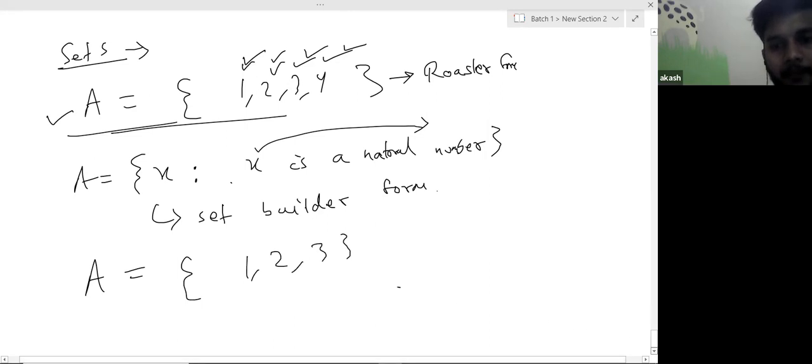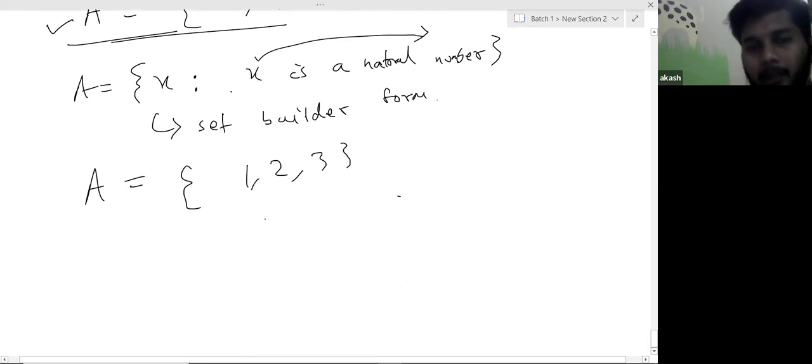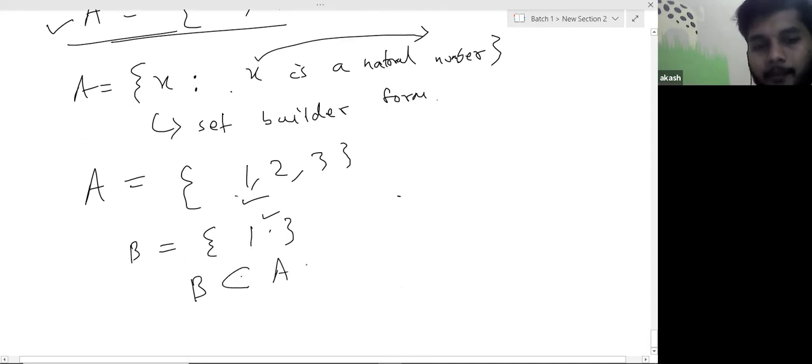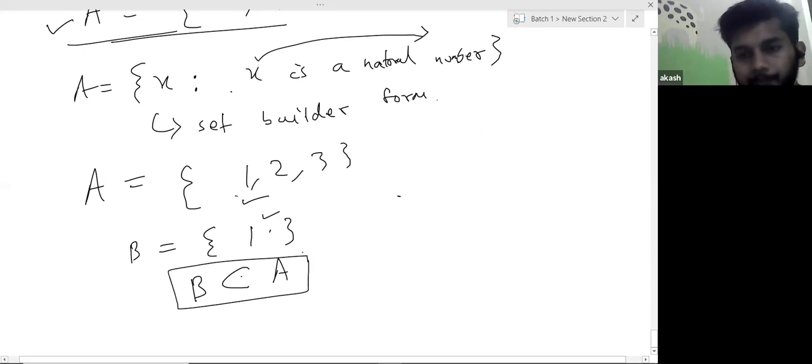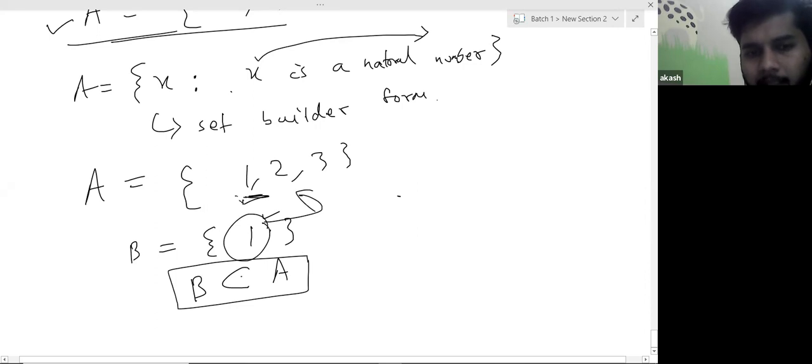What is a subset of a set? Subset means the smaller part, right? See, if I write a set B with only a single element, 1, is 1 in A? Yes, right? 1 is in A. So I can write that B is a subset of A. Clear? What does this mean? That all the elements of B should be in A. You cut a small part and make a set. That is called a subset. All right, subset. Clear?